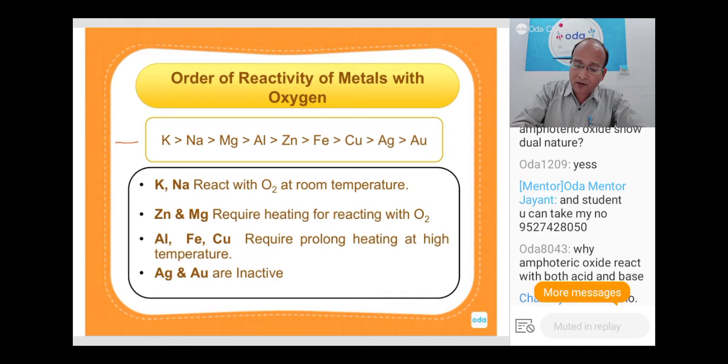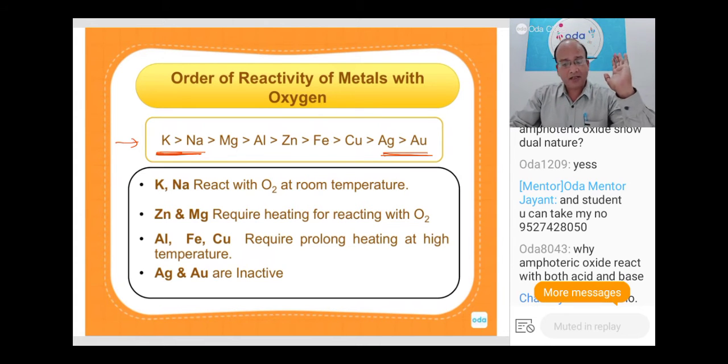So this is the reactivity order. Some metals are highly reactive. You can see here these metals are very, very reactive, and these metals are almost unreactive with air or oxygen. K and Na, sodium and potassium, are alkali metals. They are very big in size and they have only one electron in their valence shell. So they can react immediately with oxygen.